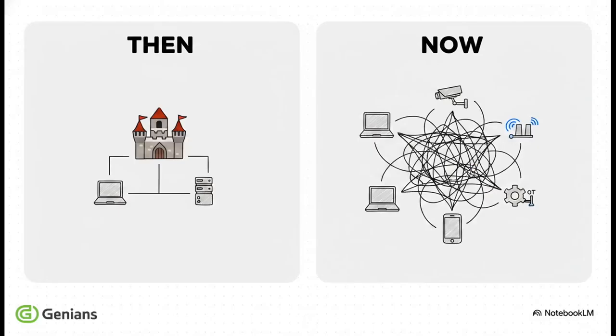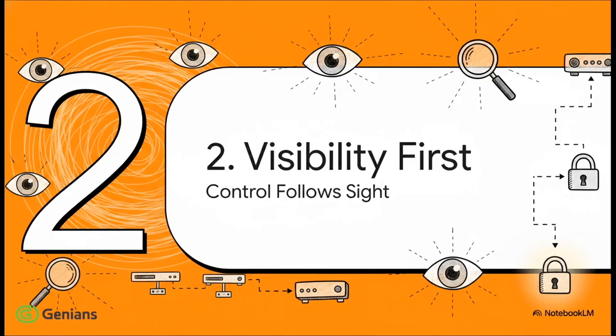Yeah, this slide really nails the shift. We went from that old castle and moat model, where we knew every device inside, to today's crazy web of interconnected systems. The key takeaway is right there on the screen. The majority of these new devices are unmanageable in the traditional sense. That's the new reality we have to design for. So where do we even start?